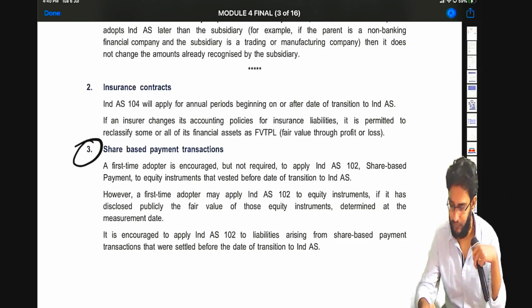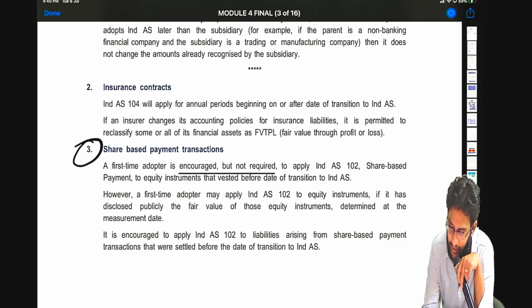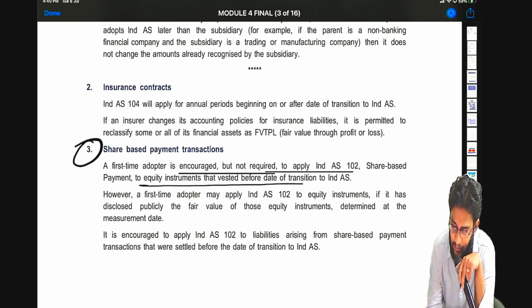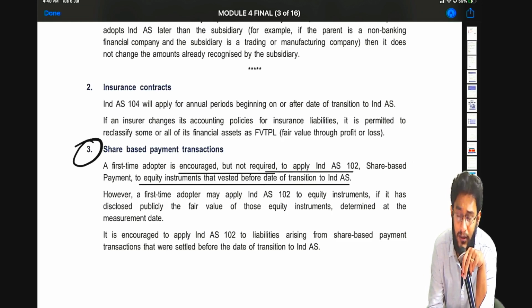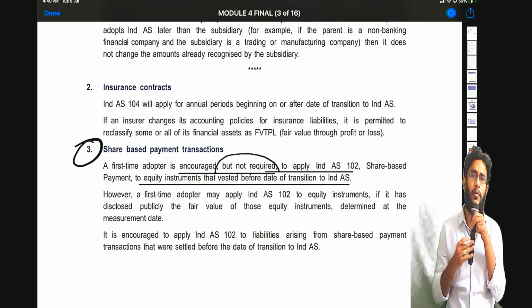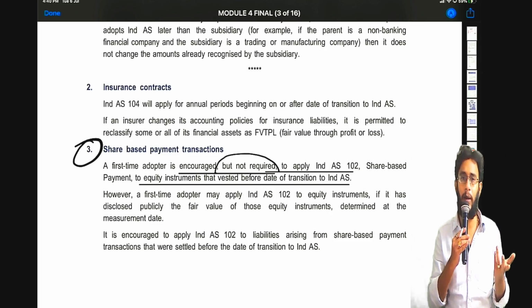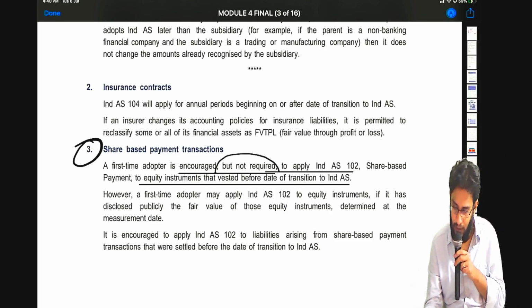Let's read. A first time adopter is encouraged but not required to apply Ind AS 102 on share-based payment to instruments that vested before the date of transition to Ind AS. Look at the language: encouraged but not required. Not required means it's an optional exemption. If you don't want to apply Ind AS 102, don't apply. But for what, sir? That vested before the date of transition.